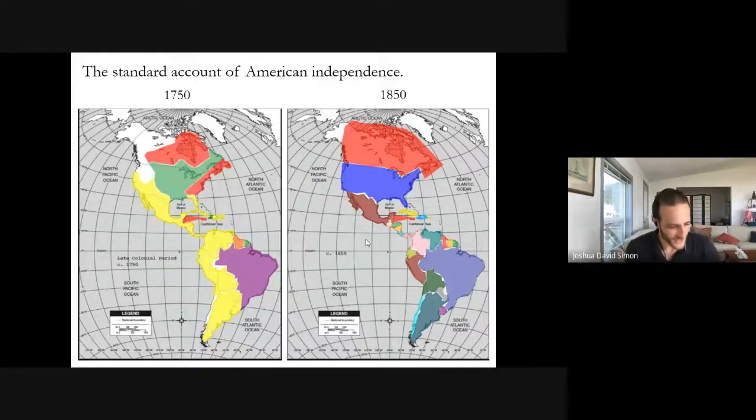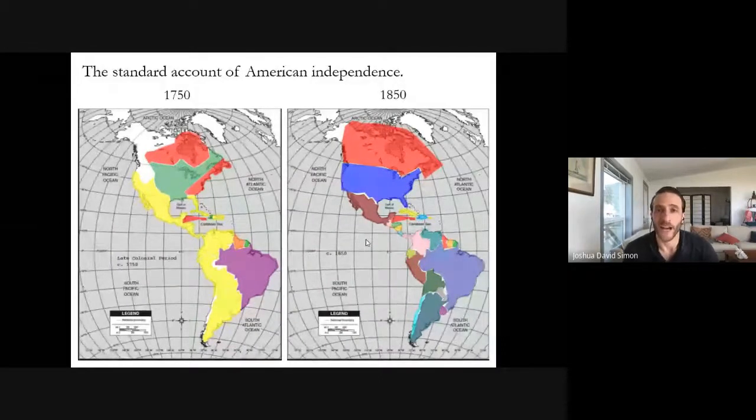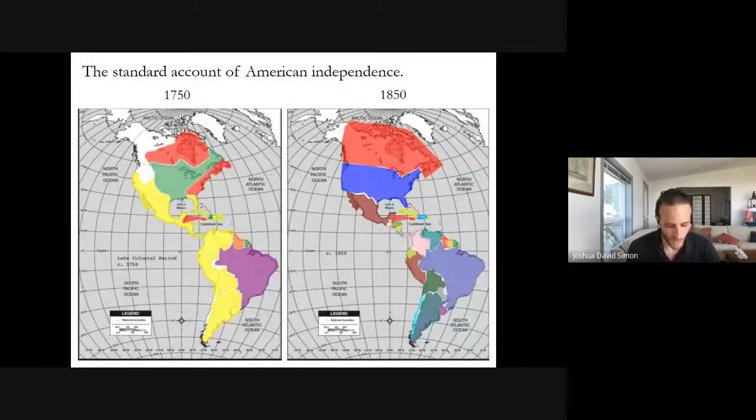There we go, good. So these two maps tell the story of the Americas' independence that we all know. On the left, we have the boundaries of the major imperial powers' claims at the midpoint of the 18th century, with Britain in red, France in green, Spain in yellow, and Portugal in violet. Now, we have to treat the map with a little bit of skepticism, not only because I'm a poor cartographer and a worse artist, but also because the claims represented there were intensely contested.